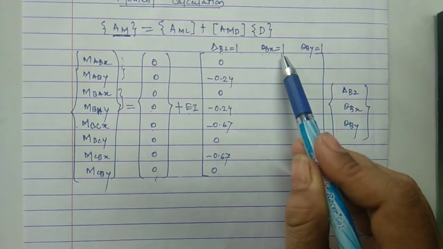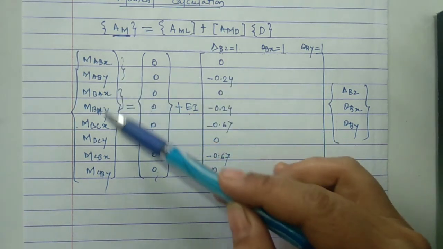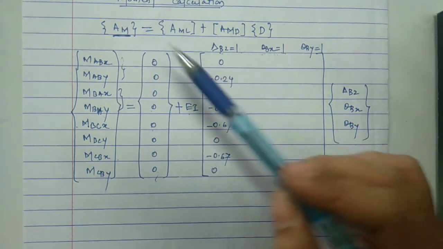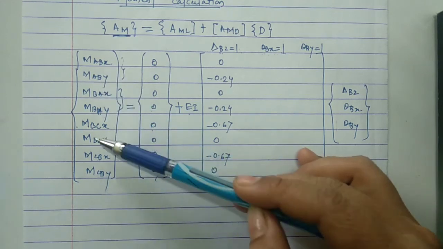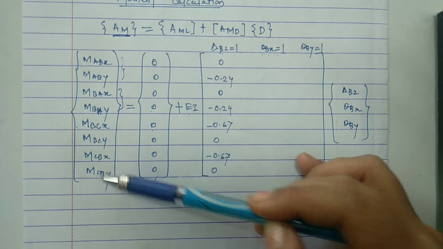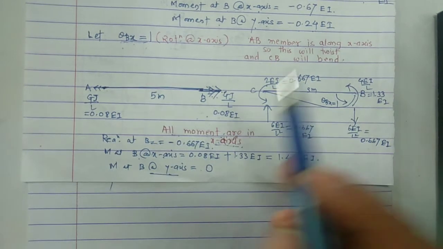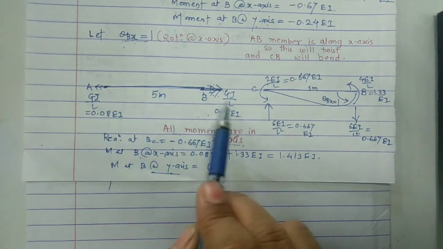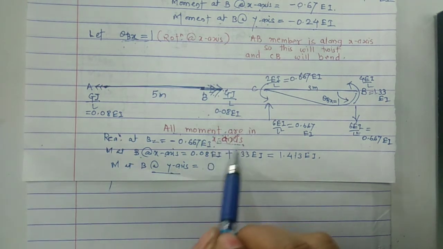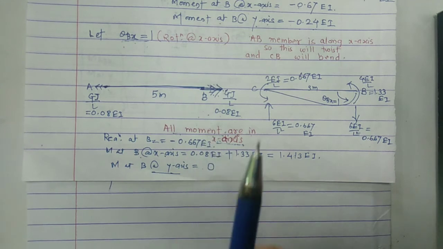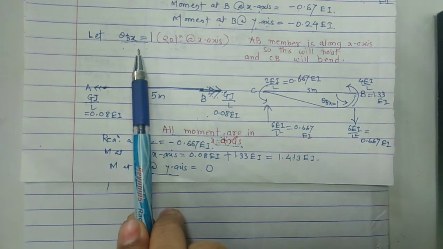So second figure, when theta bx equal to 1. So moments of these points from this figure: very first AB member, BA member, BC member, CB member. A point, B point, C point, B point and C point. Okay, so when theta bx equal to 1, all these moments are in X direction. So all Y direction moments under this column will be 0.